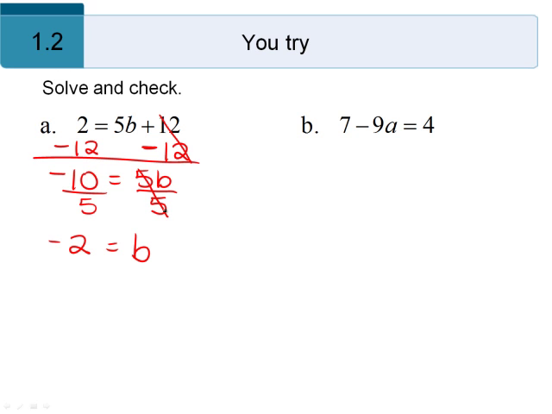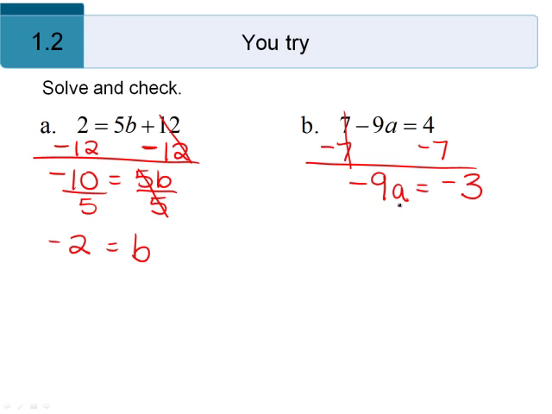Now, letter B, we have 7 minus 9a equals 4. So we're trying to first get the 9a term by itself. So we're going to subtract and get rid of the 7. Subtract 7 from both sides. The 7's cancel. Be careful of your sign. What comes down is negative 9a equals negative 3, 4 minus 7. Okay? Now, so many people look at this and they go 3, which is wrong.